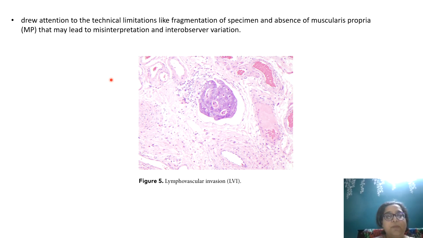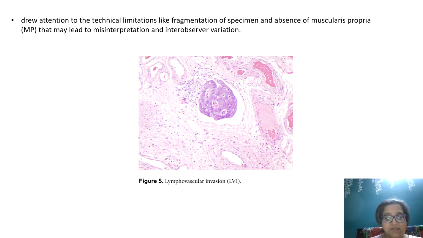Similarly, there's a point, again directly from the article, where they say that an author drew attention to a technical limitation: fragmented specimens with absence of muscularis propria may lead to misinterpretation and interobserver variation. As I said, when you are diagnosing a colorectal carcinoma, two things: invasion and submucosal invasion. Both are very important. For submucosal invasion, there are a lot of classifications, Kikuchi and Kudo, that you follow in giving the depth of invasion in the submucosa.